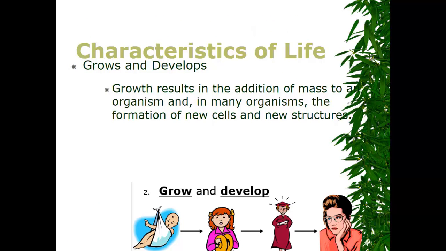So the next characteristic is growth and development. Let's think about it in terms of us. Let's say you're 13. You don't look the same as when you were a baby, and you'll look different again as a young adult. And that's the same thing for tadpoles and for trees. Trees start out as tiny seeds and grow into ginormous structures.